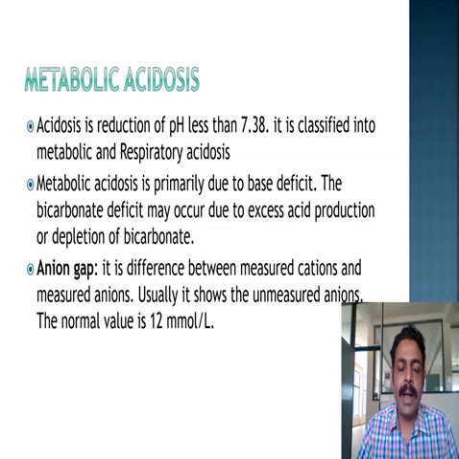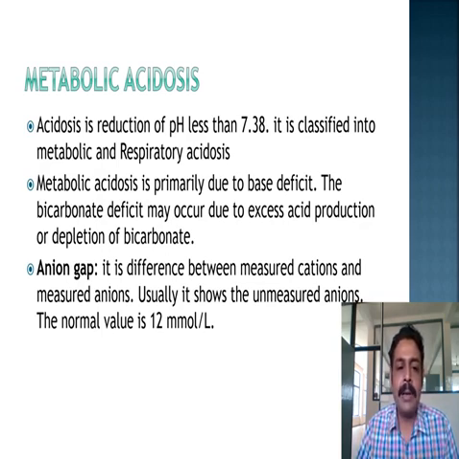Metabolic acidosis is primarily due to base deficit. That is, we have an alkali reserve, bicarbonate. This bicarbonate will be destroyed by acid, because with a lot of production of H plus ions, it combines with the bicarbonate and gets neutralized. So a bicarbonate deficiency will occur. So it's called base deficit.